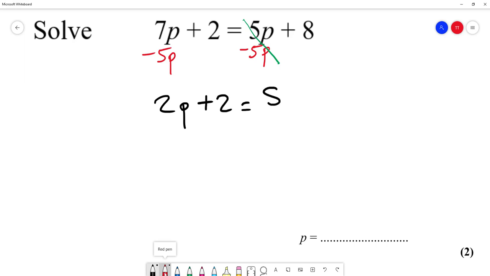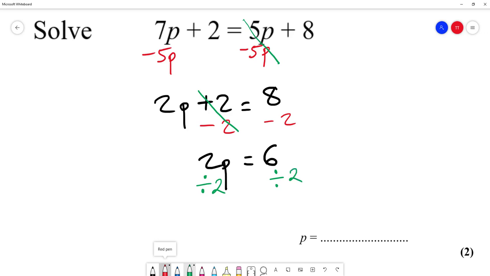Now the opposite of plus 2 is minus 2, and then we get 2p. Don't forget the plus 2 and the minus 2 will also cancel out here. So 2p is equal to 8 take away 2, which is 6. Don't forget 2p means 2 times p, so we divide by 2 on the left hand side, divide by 2 on the right hand side, and we end up with p equals 3.